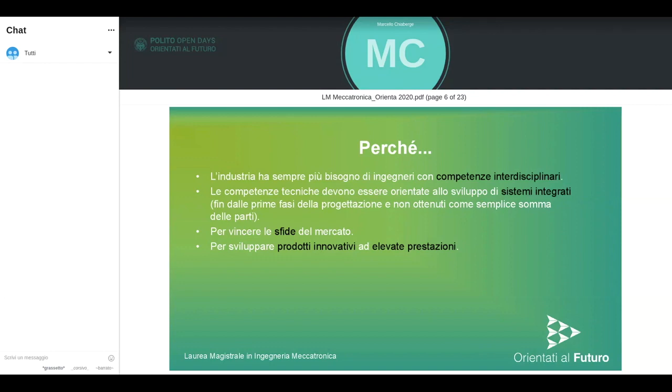So the killing factor of the mechatronics engineer is that they are an engineer able to link together competencies, skills, and obviously technologies. And this is really important when you have to design and implement a complex system, because you can easily move complexity to where it is much cheaper or easier to implement.